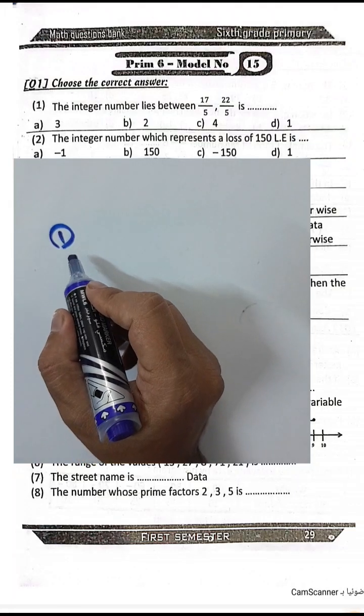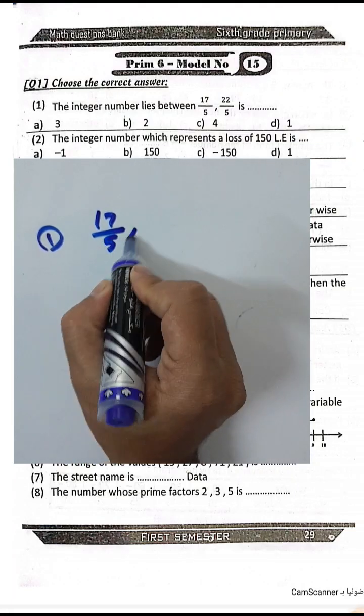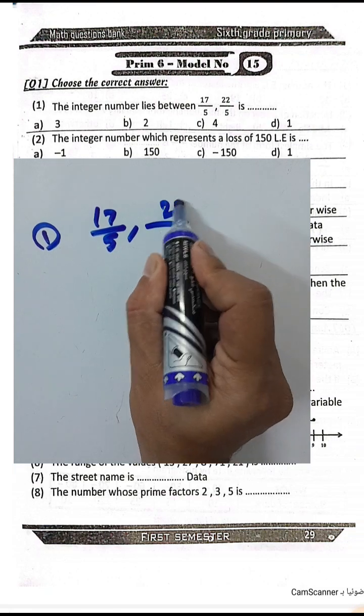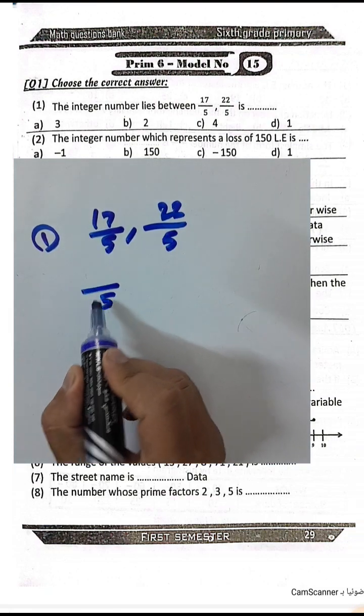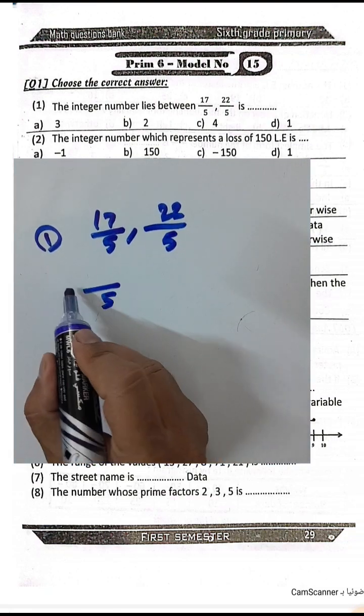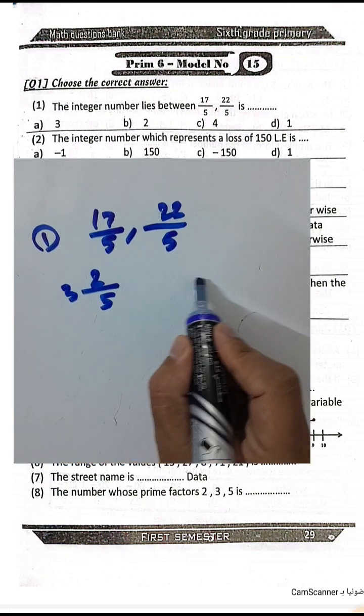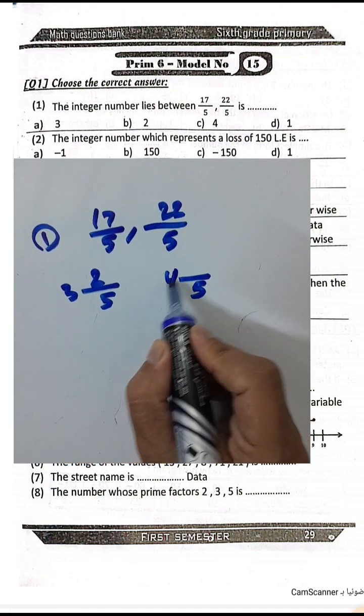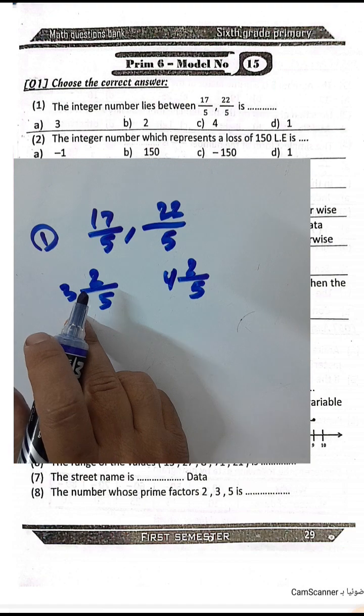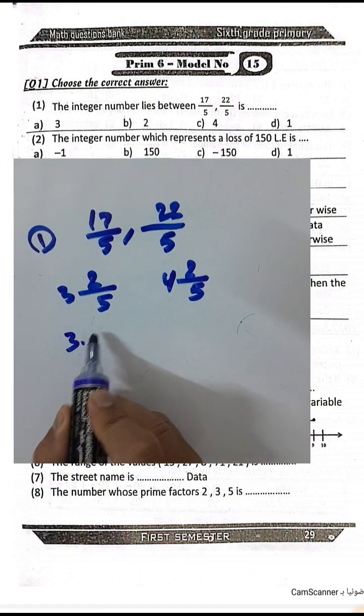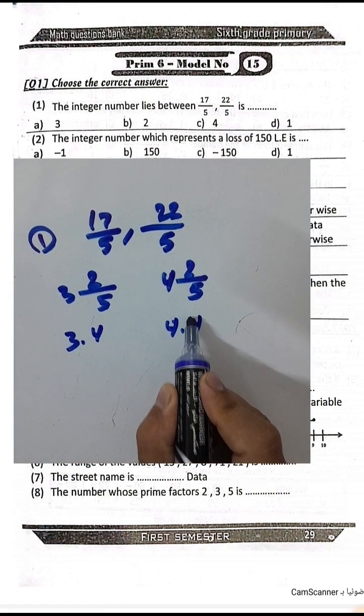The integer number lies between 17 over 5 and 22 over 5. You can convert from improper to mixed number. 3 times 5 equals 15 and the remainder 2. 4 times 5 equals 20 and the remainder 2. We have 3 and 4. It will be 3 2/5 and here 4 2/5.